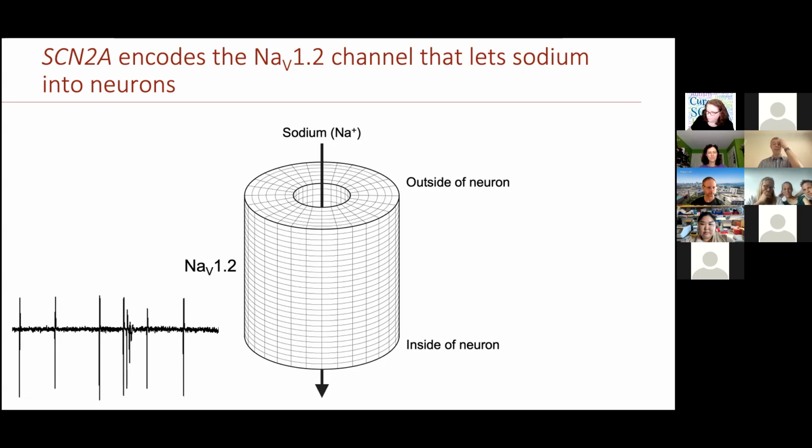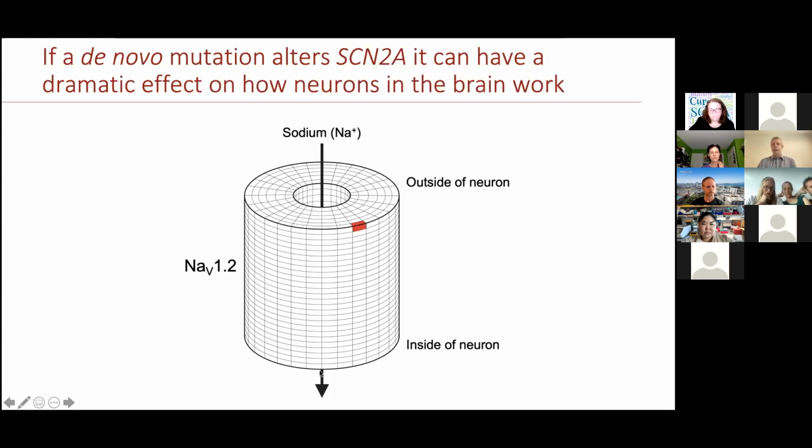So it's a really, really fundamental role. But the key thing here is that it's all about the amount of sodium that comes in. Some individuals have a mutation in their DNA. And the most common pattern we see in SCN2A is a de novo mutation, a change in the DNA which is not seen in the parents, which is new to the child. That's why we call it de novo.